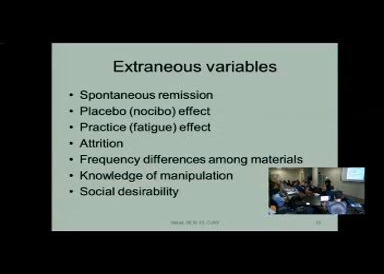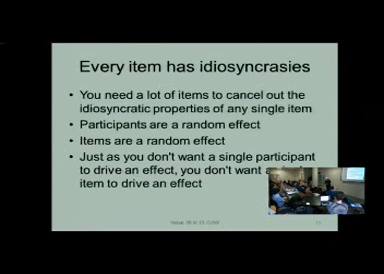And so if you then get differences between those two groups, you don't know whether it's because of what you thought was the case, or because you only got a select group in one of your two groups. Frequency differences among materials: this is an unbelievable headache for psycholinguists, because word frequency affects almost everything, and balancing frequency is yet another pain that you've got to do. Knowledge of manipulation, someone already brought this up, social desirability, we talked about that.